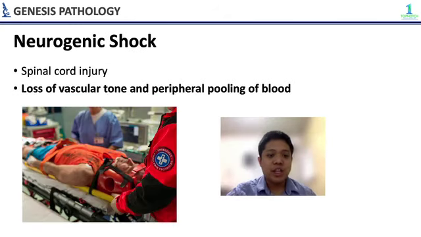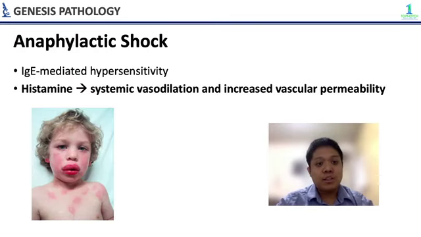Next, you have your neurogenic shock. It occurs in patients with spinal cord injury. There is loss of vascular tone and peripheral pooling of the blood since the blood vessels cannot maintain a sympathetic tone. Next, we have anaphylactic shock, which is an IgE-mediated hypersensitivity.